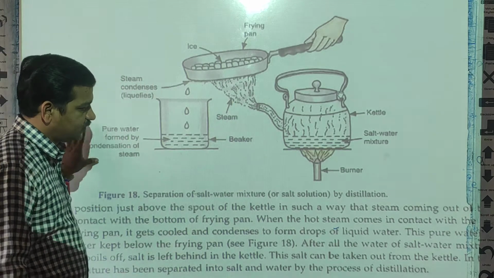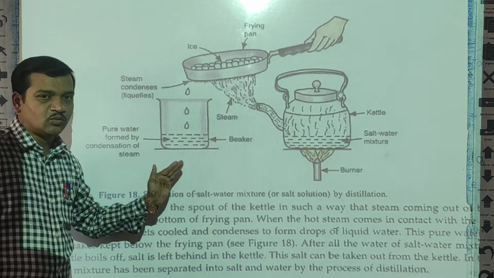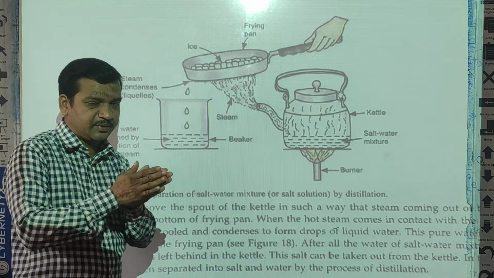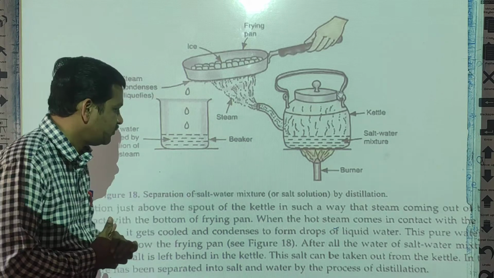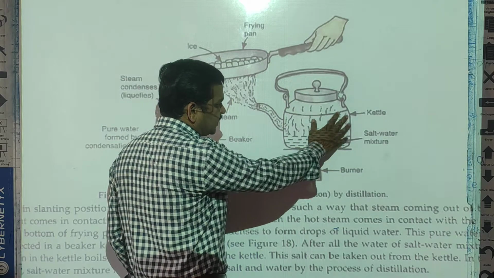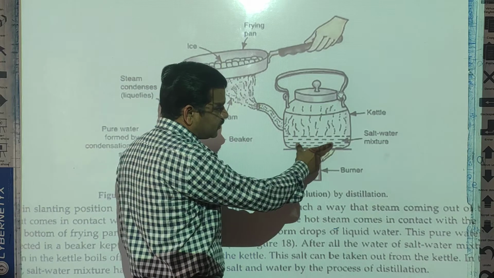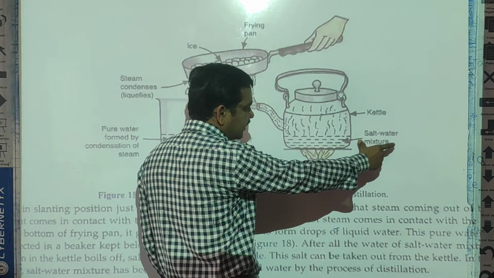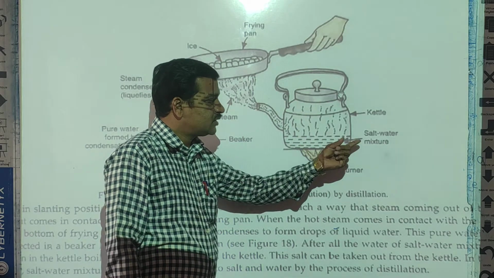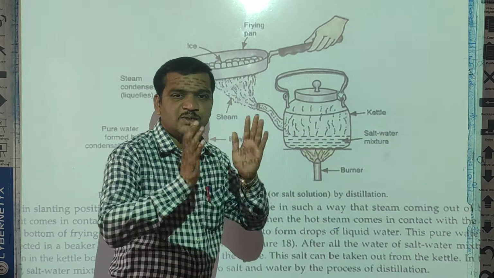Can you see here, one figure is there? This is the figure of separation of a salt water mixture by distillation. So we are separating salt and water from a mixture of salt water. Now see here, this is one kettle, and in this kettle the mixture of salt and water is taken. We can call the mixture one solution.